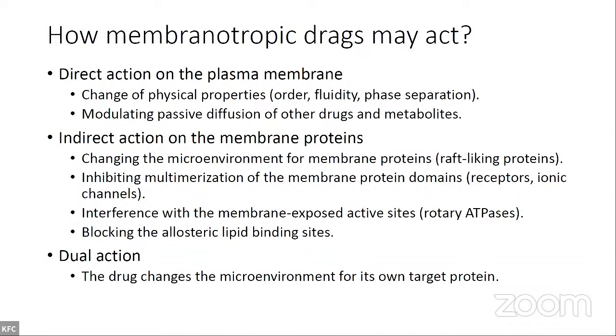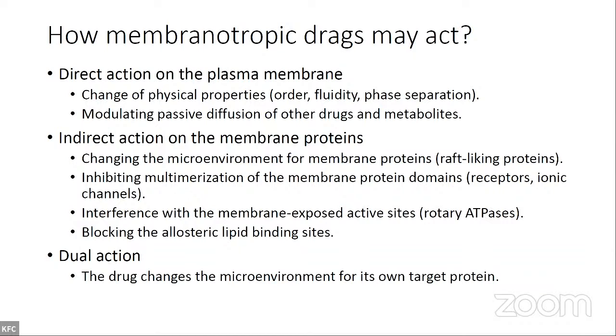Second modality, we can indirectly act on the membrane proteins. We can change the microenvironment for the membrane proteins. For example, many raft-like proteins don't like to be in the liquid fluid phase. So if you enforce this phase, it will disrupt interaction with the receptors in a way. We can inhibit multimerization of the membrane proteins, which is especially important for receptors and ionic channels. We can try to interfere with the membrane-exposed active sites, which is true, for example, for rhomboid proteases, or we can block the allosteric lipid binding sites.